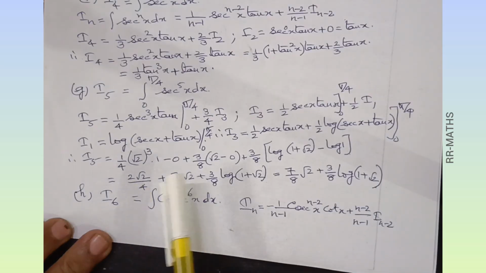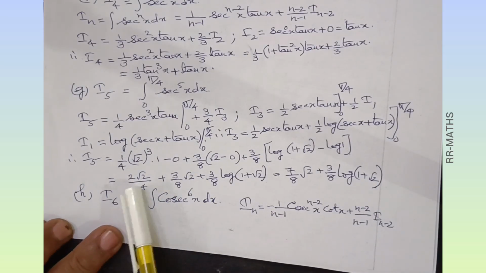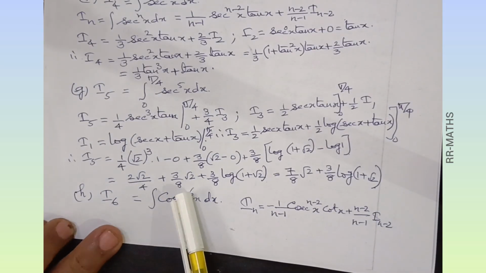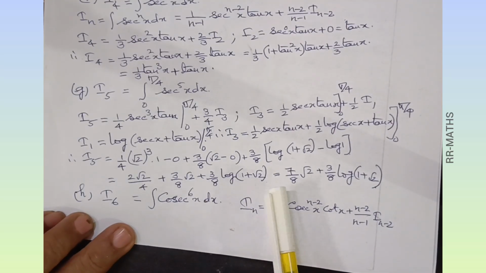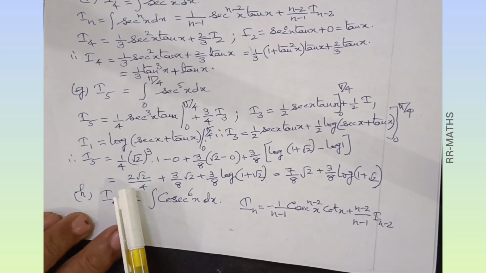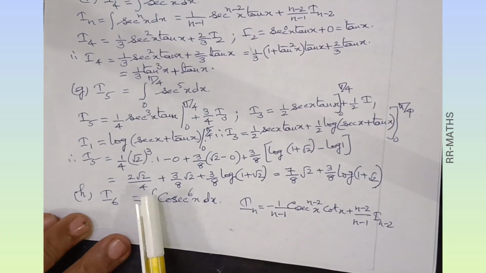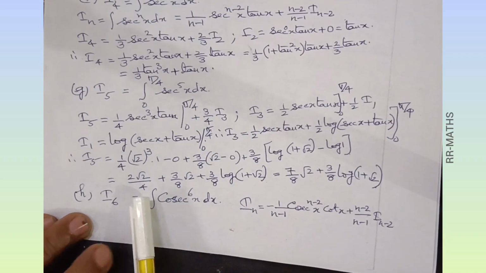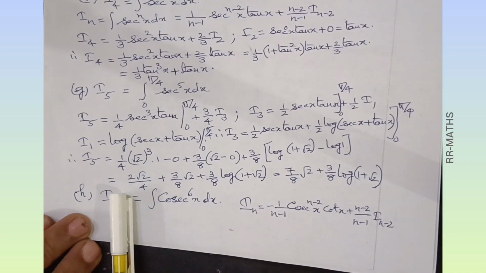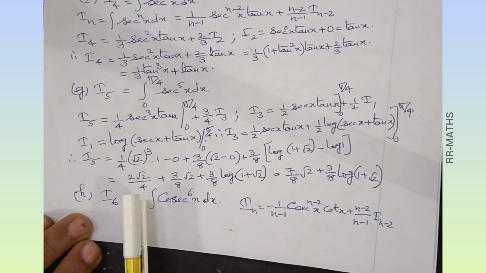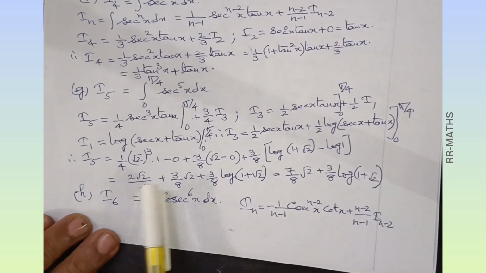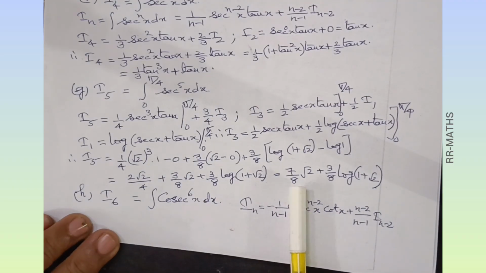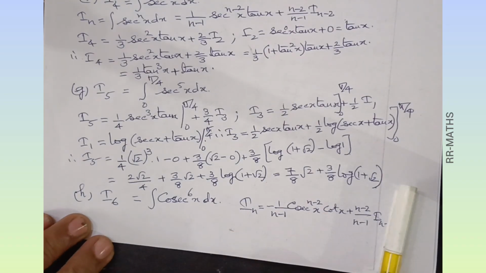So we will club here to get an answer as 2 root 2 by 4 plus 3 by 8 root 2 plus 3 by 8 log of 1 plus root 2. Now this root 2 term you can club, so this is 2 by 4 plus 3 by 8. You just multiply the numerator and denominator by 2, so you get 4 by 8 here. So 4 plus 3 is going to be 7 by 8. So this reduces to 7 by 8 root 2 plus 3 by 8 log of 1 plus root 2.